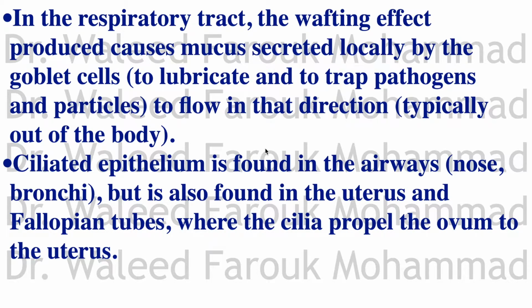In the respiratory tract, the movement of these cilia moves mucus usually to the outside of the body, and the mucus there is secreted to lubricate and trap pathogens and particles to protect the lungs. The ciliated epithelium is found in the airways, the nose and bronchi, but also found in the uterus and fallopian tubes, where the cilia propel the ovum to the cavity of the uterus.